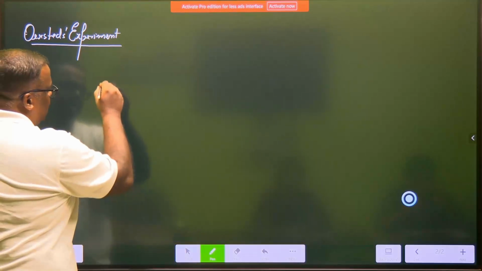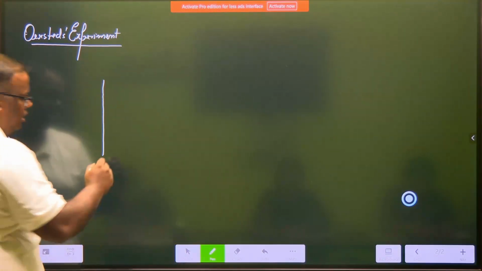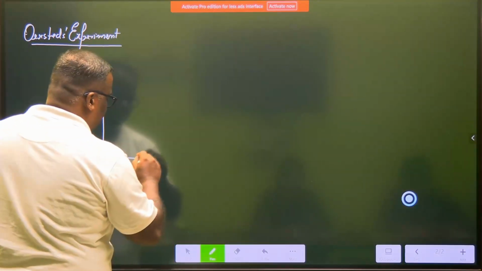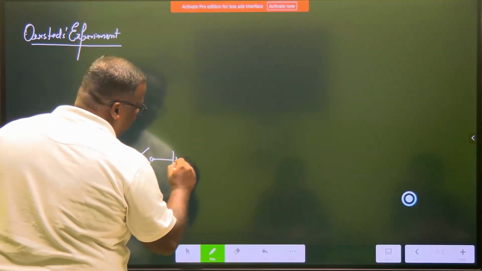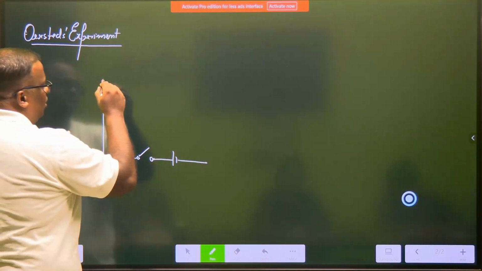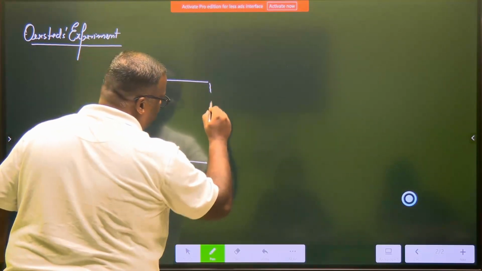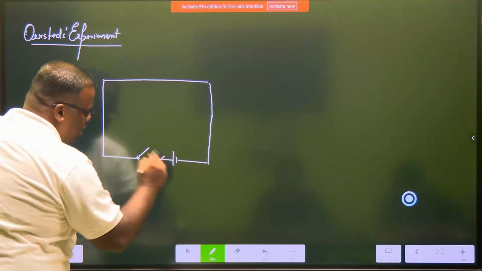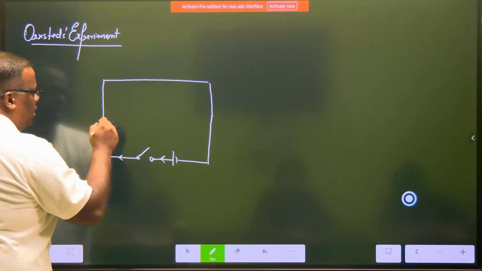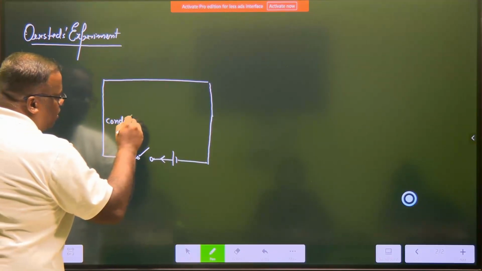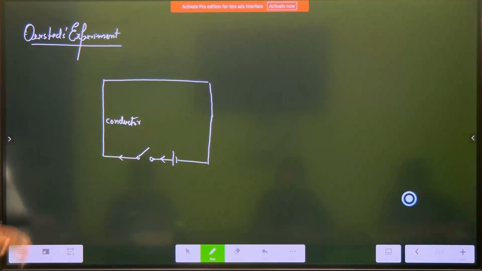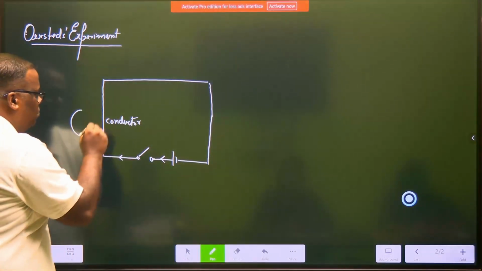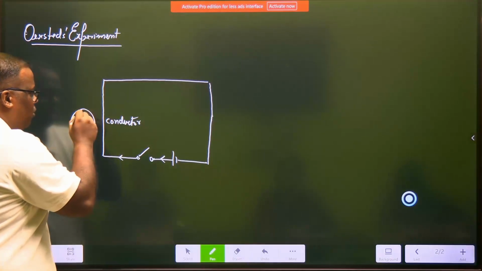A current carrying conductor is taken. This is a current carrying conductor, and it is connected to a key, and then we have an EMF source, so the current will be flowing. This is my conductor. As soon as he turned this on, he brought a magnetic compass in the vicinity.